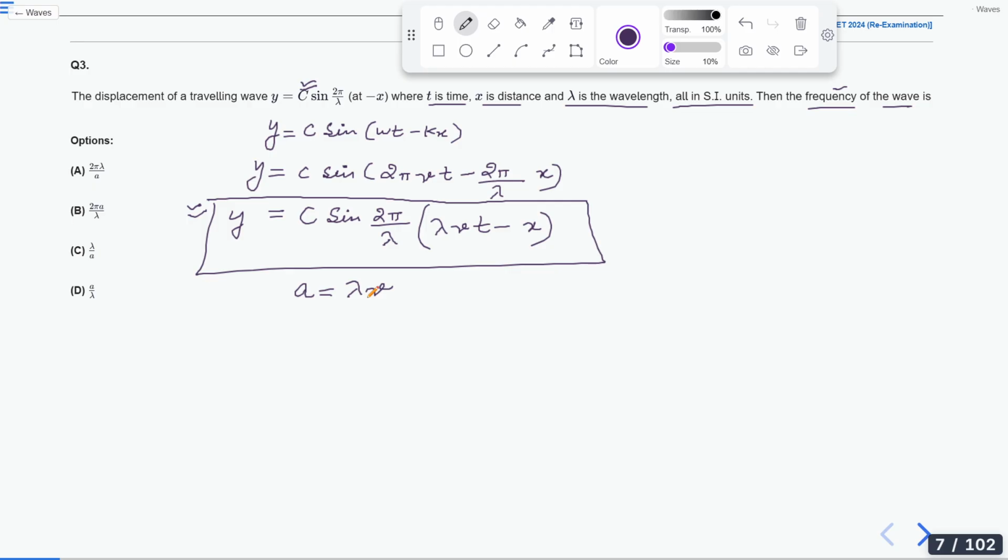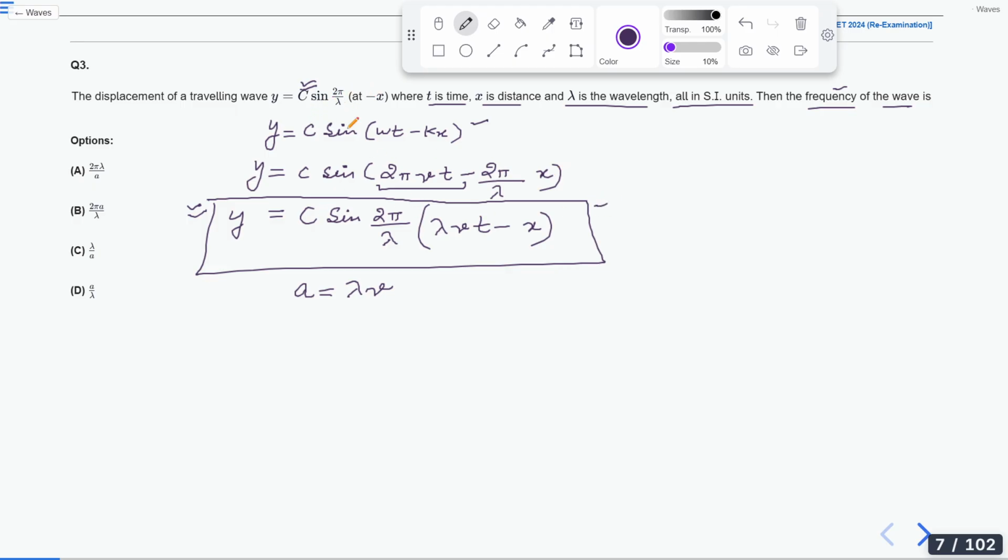D option. Simple. This is a standard form. You just have to modify it according to the question. In the question, they have taken 2 pi by lambda as common. So in the first term, there is no lambda, only 2 pi is there. So we have to divide and multiply by lambda, and take 2 pi by lambda as common. So the first term will become lambda nu t minus x. Now it is in the form of the given equation.